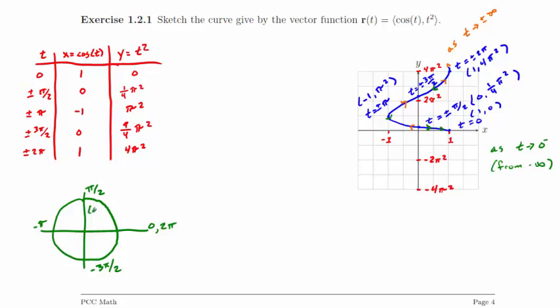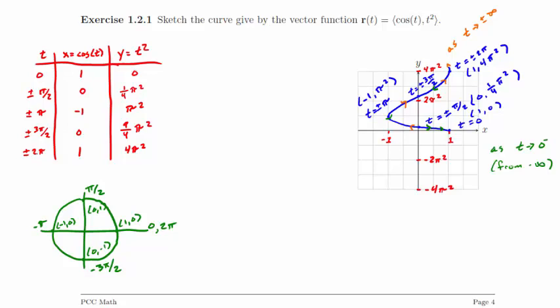This is 0, 1. This is negative 1, 0. This is 1, 0. And this point at the bottom of the unit circle is 0, negative 1. So I'm just pulling off of this. If t is plus or minus pi, the cosine of plus or minus pi is going to be negative 1. If t is plus or minus 3 pi over 2, then cosine of plus or minus 3 pi over 2 is 0, and the cosine of plus or minus 2 pi is 1.